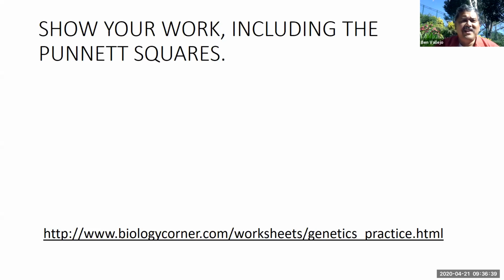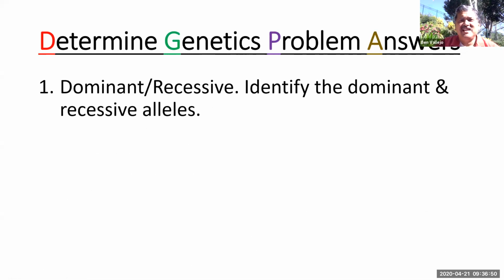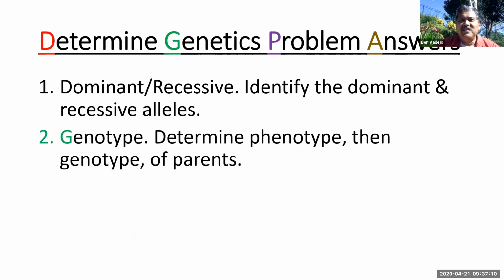Before we get started, let's remind you how to solve a genetics problem. When you want to determine genetics problem answers, the D stands for dominant and recessive. You've got to figure out what's dominant and what's recessive. What alleles are dominant for that particular trait or characteristic, and what form of that characteristic is recessive. That's a D in determine. Genetics is G. What you need to do after that is figure out the genotype, specifically the genotypes of the parents. Determine the phenotype, then the genotype of the parents.